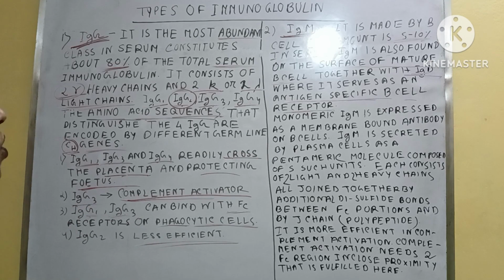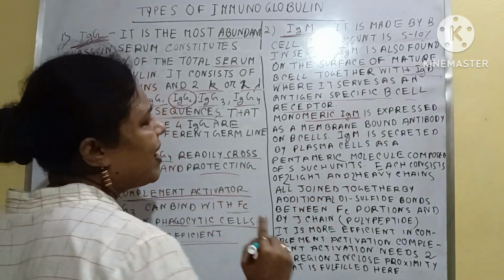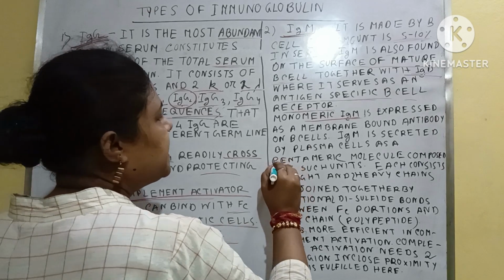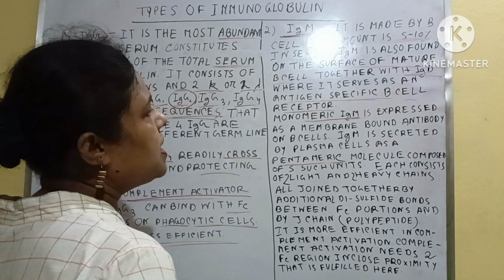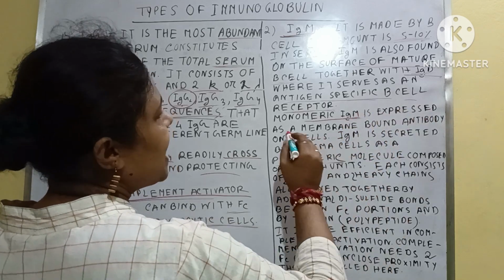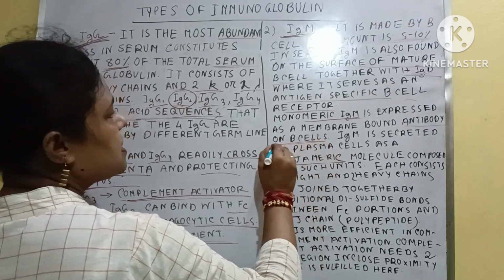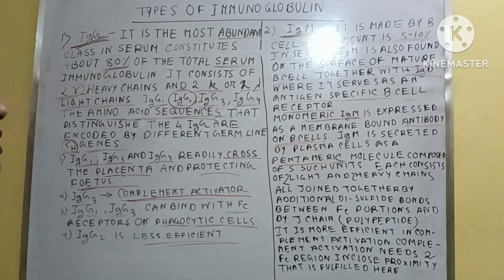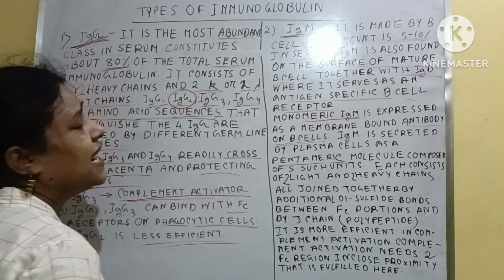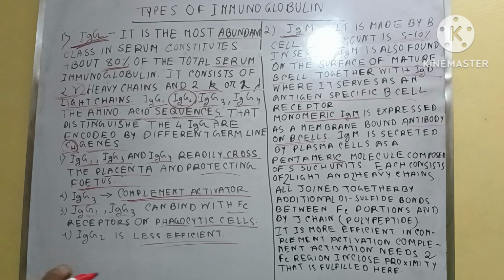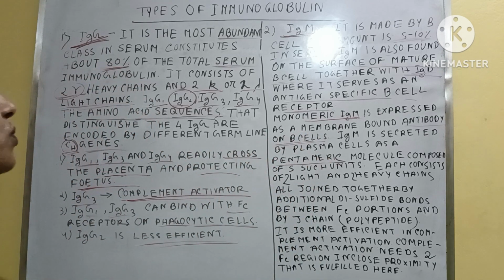Next, two kinds of IgM are seen. One is monomeric, with one molecule, and another is pentameric, with 5 molecules. In the case of monomeric, IgM is expressed as a membrane bound antibody on the B cells. These are monomeric, that means one single molecule is found in the B cell.